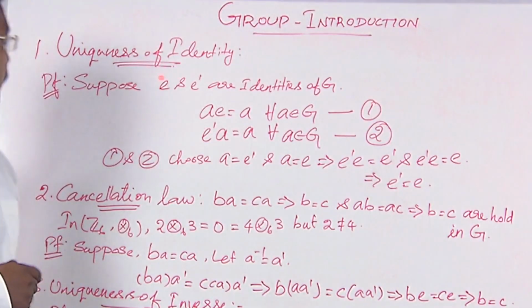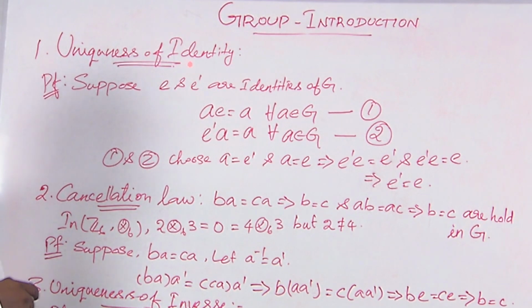The first statement is uniqueness of identity, which means the identity is unique. We are going to prove that if G is a group, then the identity of a group is unique. Suppose we assume that two identities exist for a given group. Let E and E prime be the two identities of a group. Then by the definition of the identity, we have AE equal to A for all A in G. Similarly, E prime into A equal to A for all A in G. Take the first one as equation 1 and the second one as equation 2.